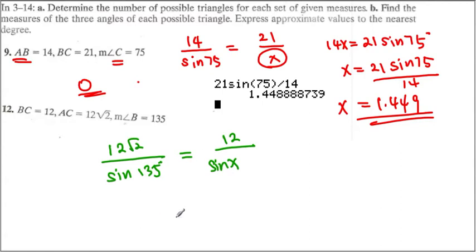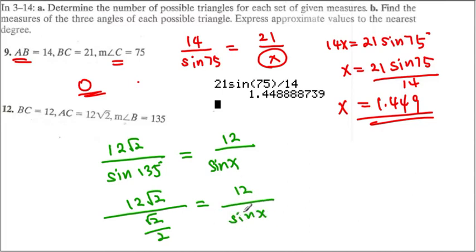When we cross multiply, you get to realize that, in fact, in this case, sine of 135 is rather a nice number, which is radical 2 over 2. So 12 radical 2 divided by radical 2 over 2 is equal to 12 over sine of x. So when you cross multiply, we get 12 radical 2 sine of x must be equal to 6 radical 2. By bringing things over, we get that sine of x has to be equal to 1/2.